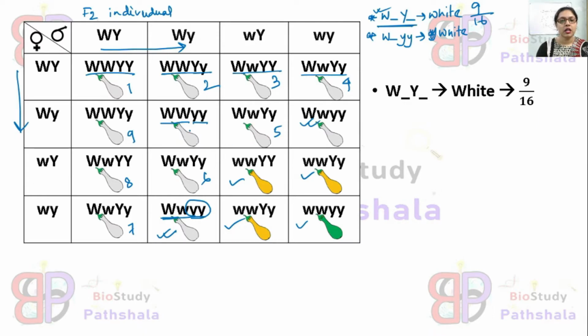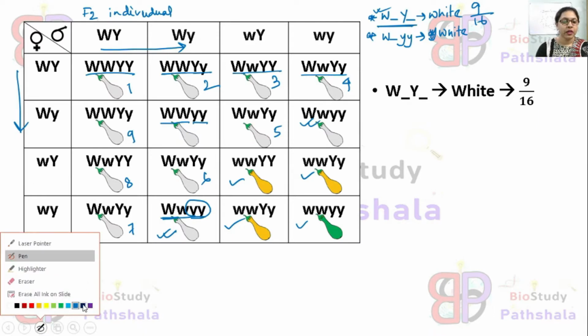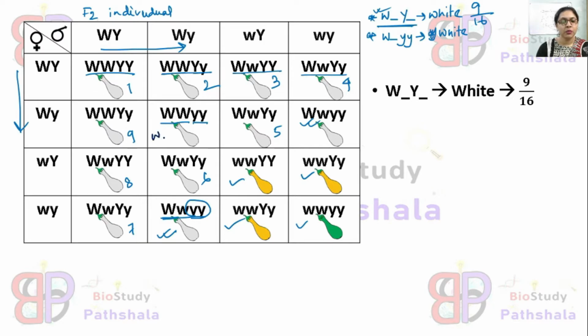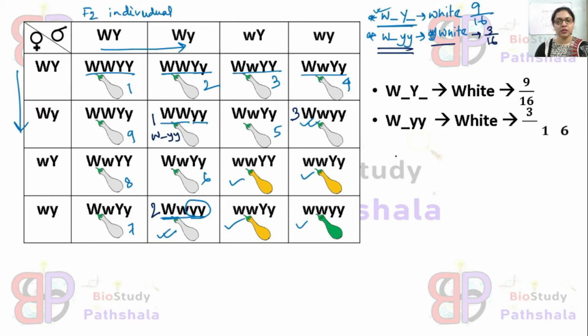And next is this particular genotype, that is capital W dash, small y. That means this one and this one. With this particular genotype, the number of individuals will be 3 upon 16. That means among the 16 individuals, only 3 show this kind of genotype with the phenotype white. That means capital W dash, small y shows white coloration, and the 3 individuals among 16 show this kind of phenotype and genotype.